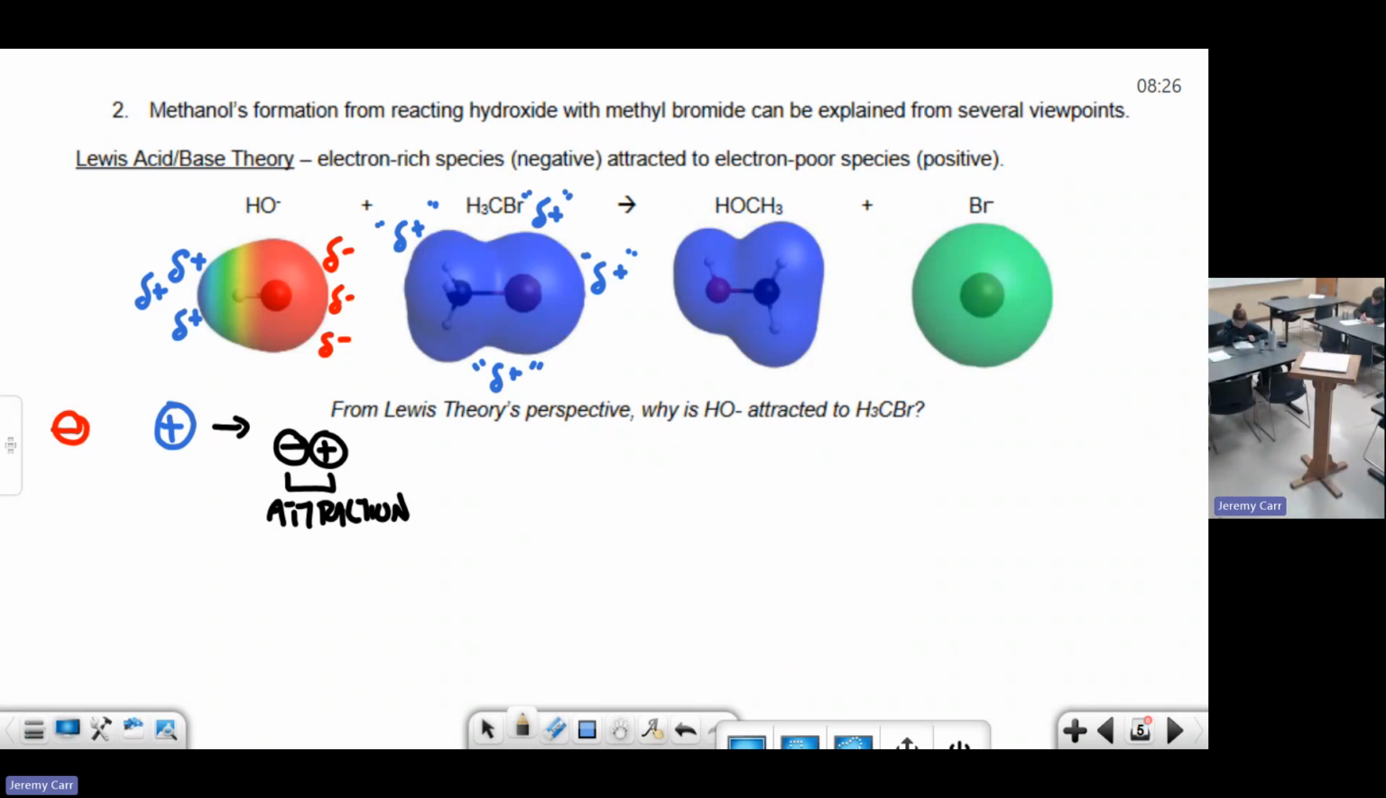Looking at it from this perspective, there is an attraction. Why is there an attraction? Hydroxide, the oxygen in hydroxide, is attracted to the electron density, or lack thereof, of methyl bromide's electron cloud. So that's one perspective to take a look at.